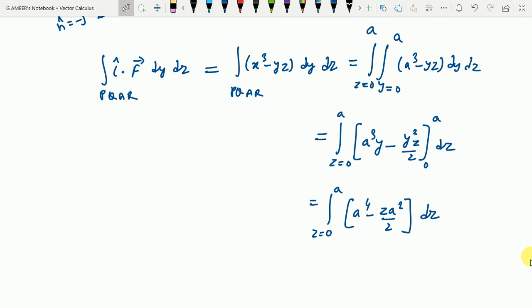Now perform with respect to dz, then the first term will come as a power 5, then minus, it will become z square by 2, that is a power 4 by 4. So that's it, this first part is over. Now similarly we need to estimate the other parts also.